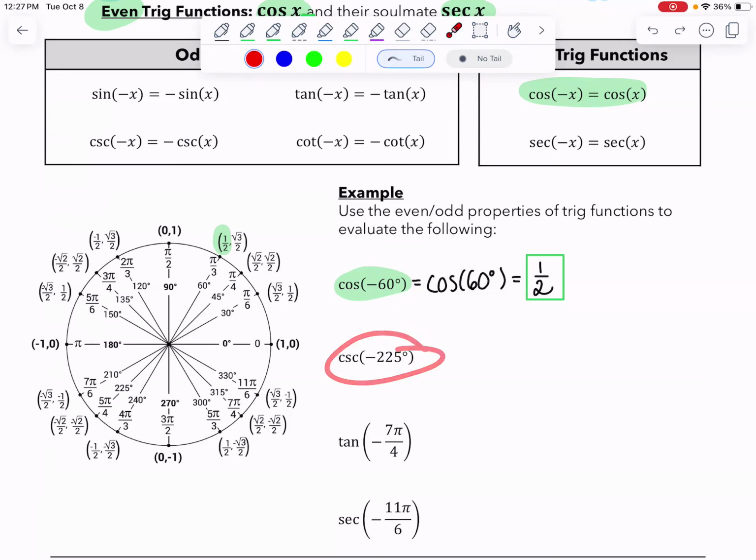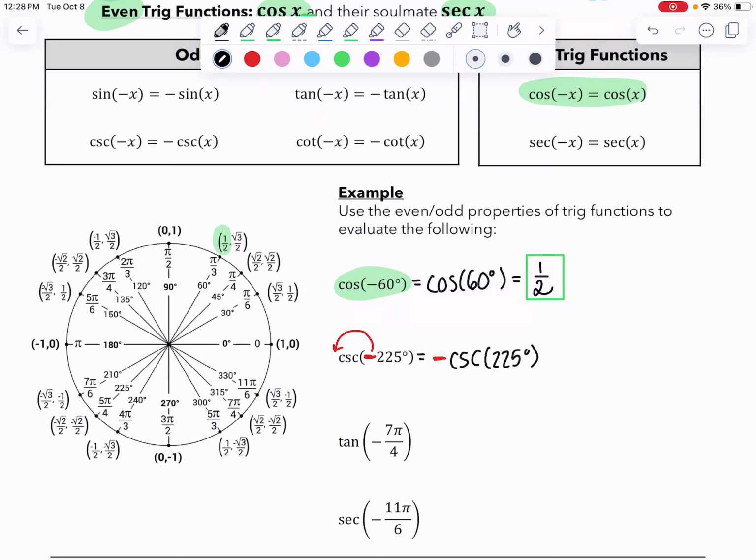So cosecant of negative 225 degrees. Cosecant is soulmates with sine. Sine is odd. So that means the negative on the inside can be brought outside instead. So this is the same as negative cosecant of positive 225 degrees. So that'll be 1 over sine. This will be the reciprocal of sine at 225 degrees.